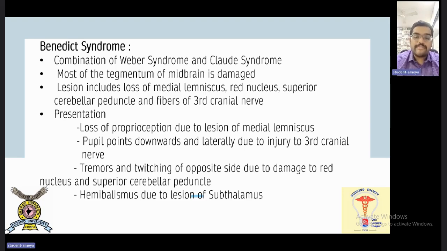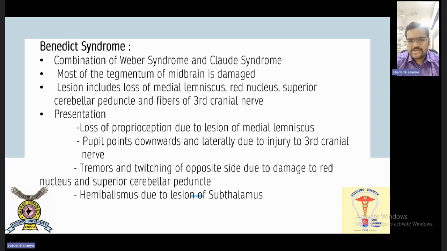Similarly, a combination of Weber and Claude syndrome is called Benedict syndrome, where the tegmentum of the midbrain is mainly damaged. And if you remember, in the midbrain you had 2 cranial nerves, which are third and fourth. So yes, it will involve lesion of the medial lemniscus, red nucleus, and the third cranial nerve. Because the third cranial nerve is damaged, the pupil points downwards and laterally. Then there are tremors and twitching of the opposite side. Why? Because again of damage to the red nucleus.